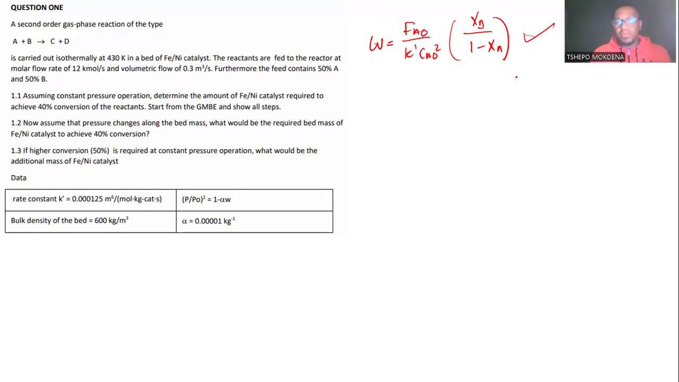Now we can solve 1.1. Okay, now how are you going to solve 1.1? This is how we're going to solve it. Now we need to pay attention to what is given, what is not given. Let's talk about FA0. Are we given FA0 over here?